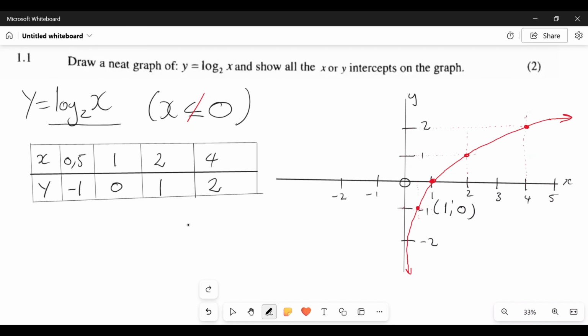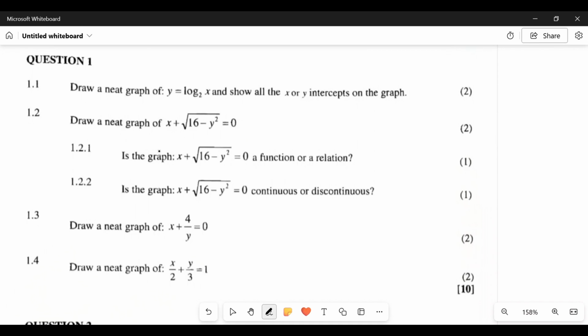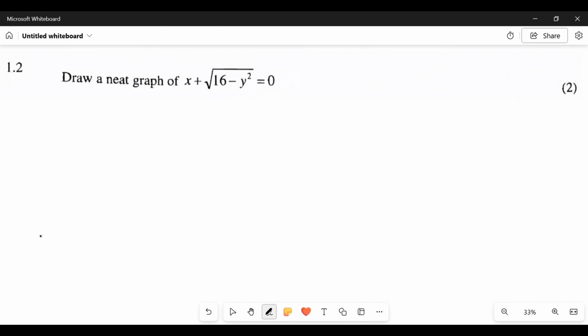All right, people, we are done with 1.1. Let's do 1.2. All right, guys, let's look at 1.2. As you can see, 1.2 has the following question. So I'm going to copy this question here, guys, paste it where there is space, and then let's solve it. Okay, guys, here is our 1.2.